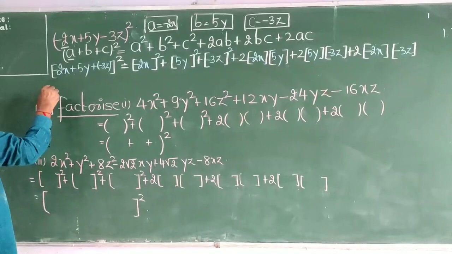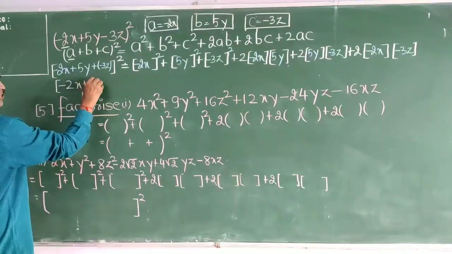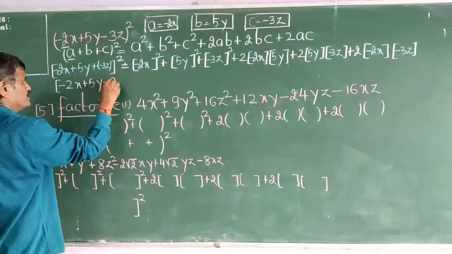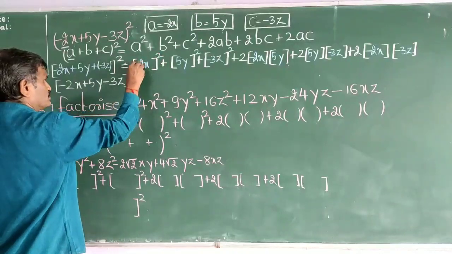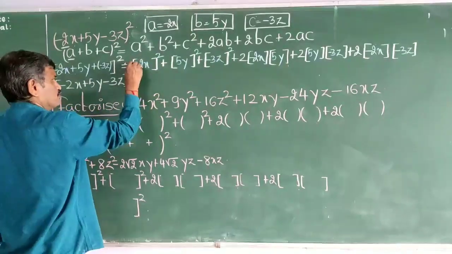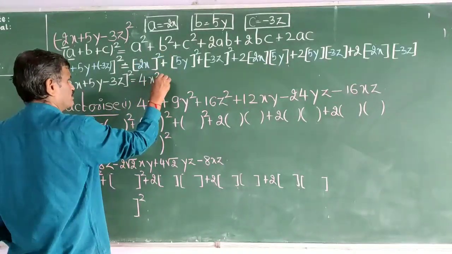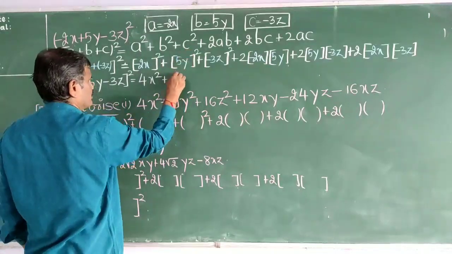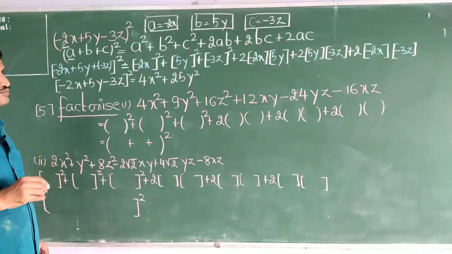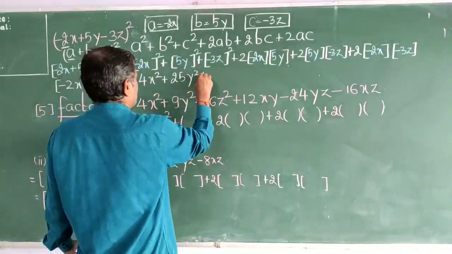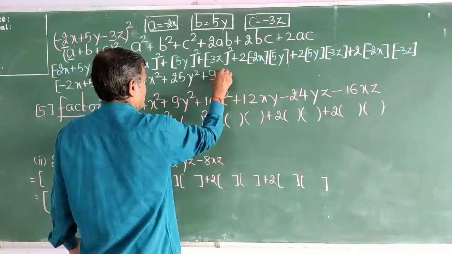So what I am going to get here is minus 2x plus 5y plus of minus is minus 3z whole square. This is minus 2x whole square. Minus 2x whole square is minus square is plus, 2x whole square is 4x square, plus 5y whole square. 5y whole square is 25y square. Again plus I will keep it as it is. Minus square is plus, 3z whole square is 9z square.